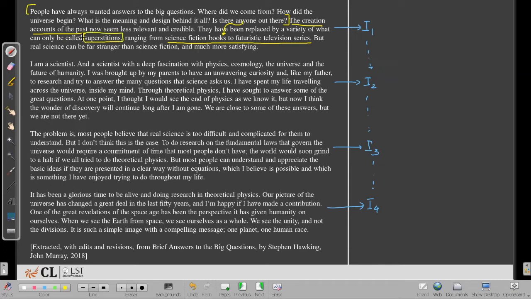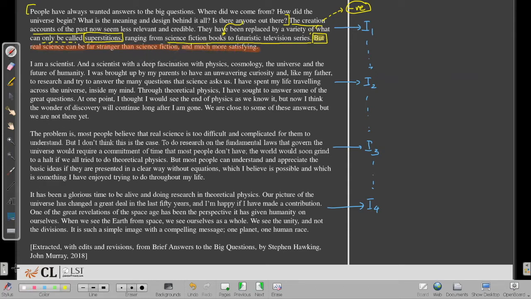Now, the author is already saying that this, in one sense, can only be called a superstition. The author is kind of making a negative evaluation of that, saying that it is not actually good. That's the sense that I get. But the author uses the word "but" here. That's a good pivot. These kinds of words are important. And then you see the next sentence: real science can be far stranger than science fiction and much more satisfying.